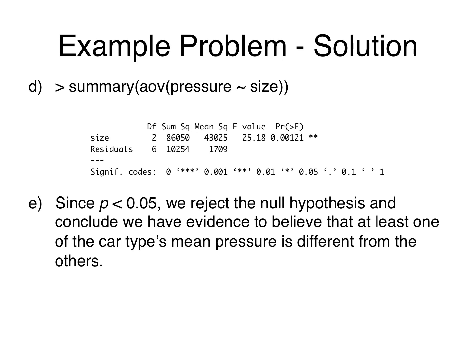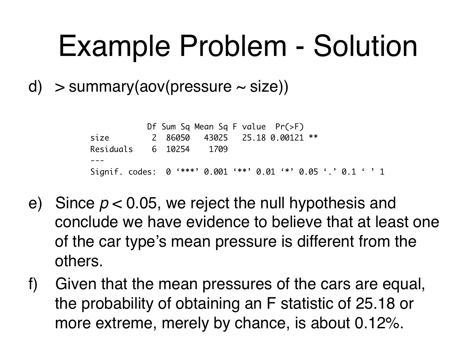Since our p-value of 0.0012 is less than 0.05, we reject the null hypothesis and conclude that we have evidence to believe that at least one of the means is different from the others. And the final question was, interpret the p-value. So we would say that given that the mean pressures for the cars are equal, the probability of obtaining an F-statistic of 25.18 or more extreme merely by chance is about 0.12%.